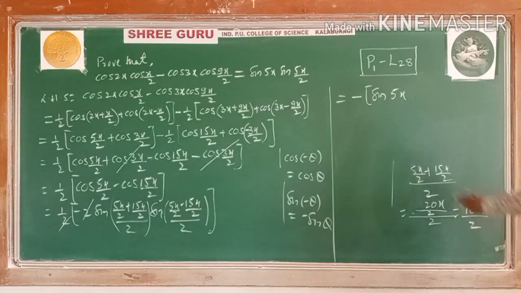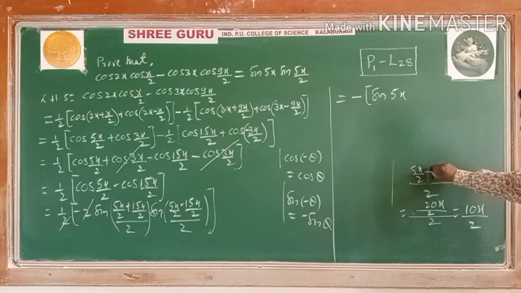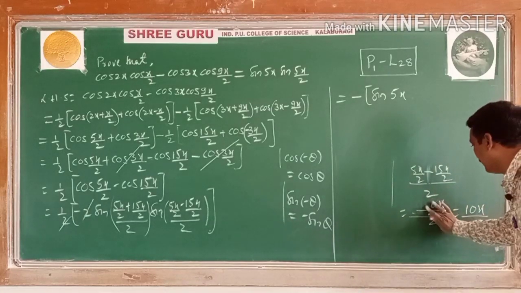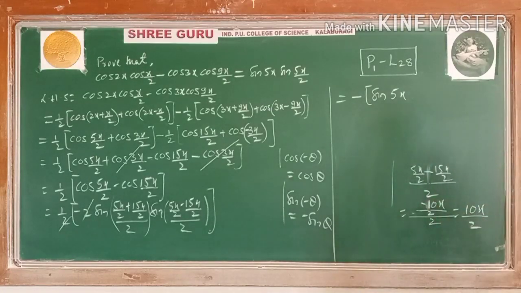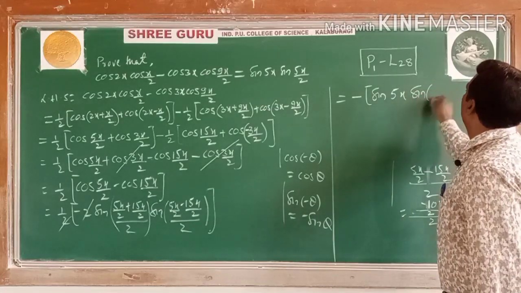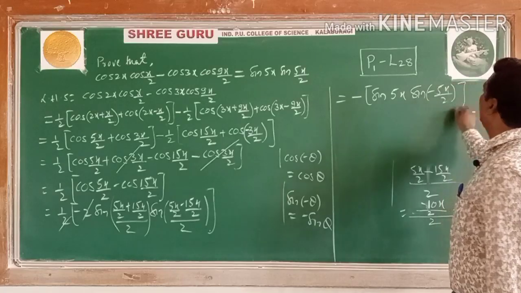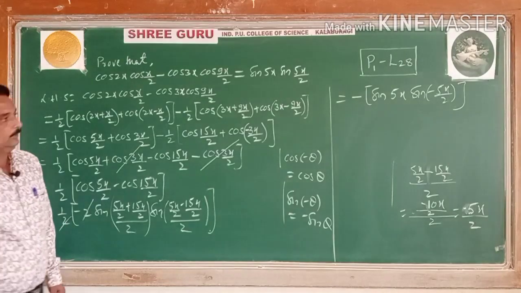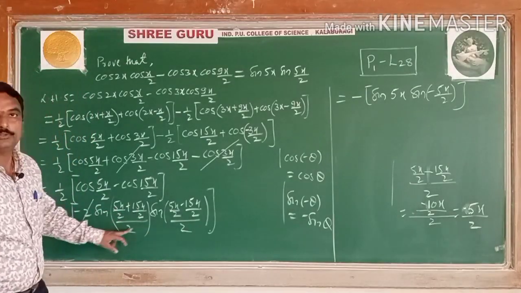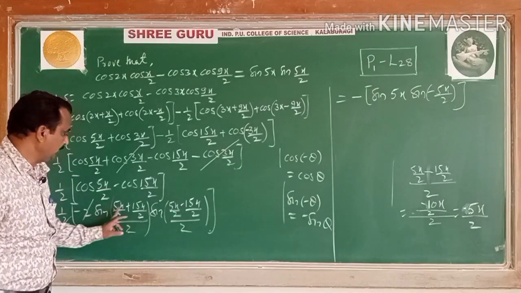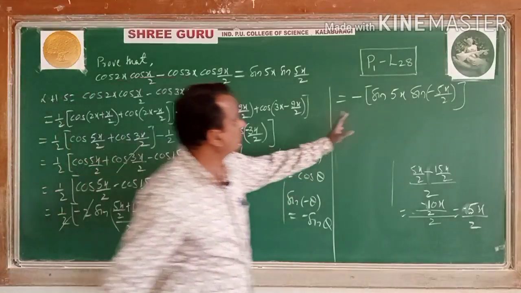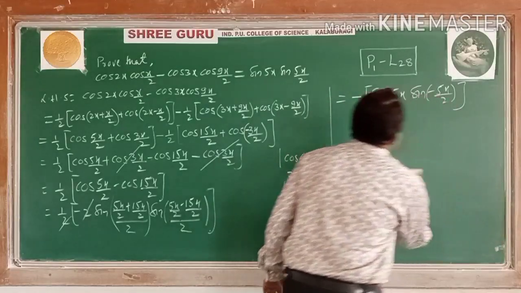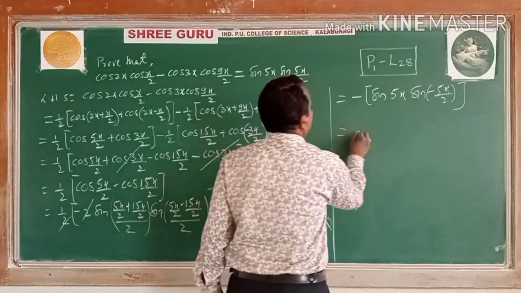Similarly, the minus sign. See the minus sign? Minus 10x. Minus 10x by 2, how much is it? 5x remains. Which 5x? Minus 5x. Sine of minus 5x by 2. See the simplification, students? C plus D by 2, C minus D by 2. Then simplify here and you will get the answer.